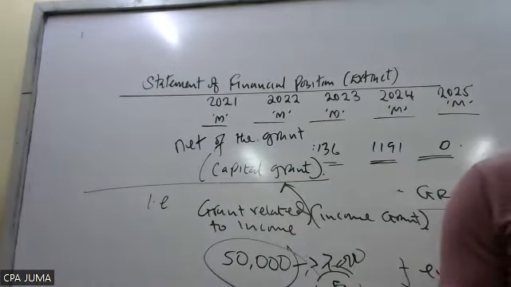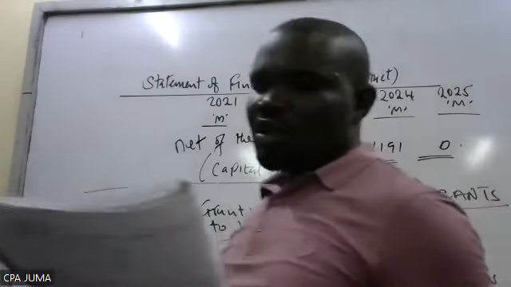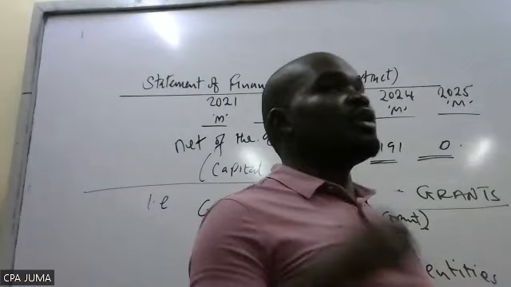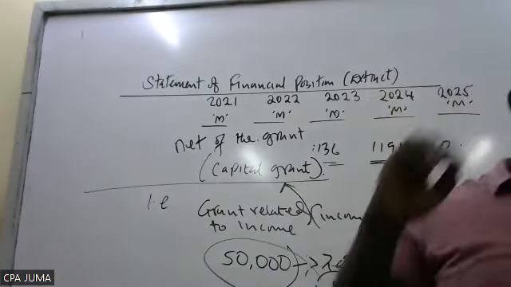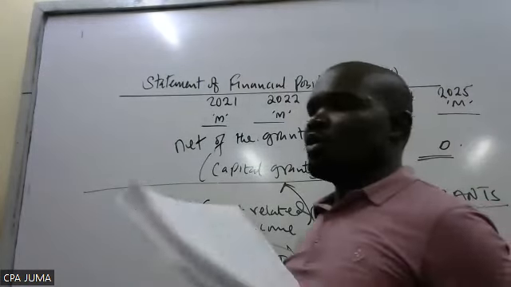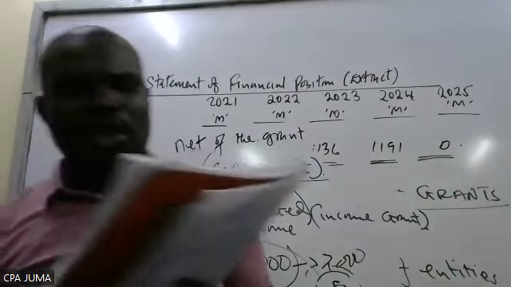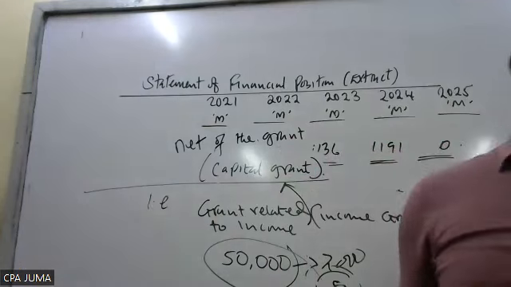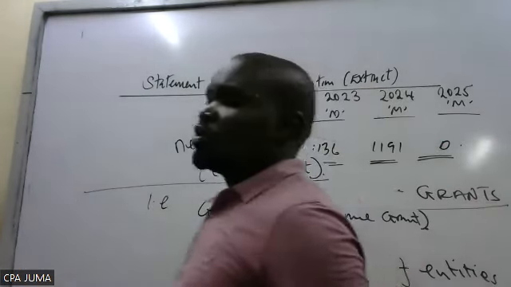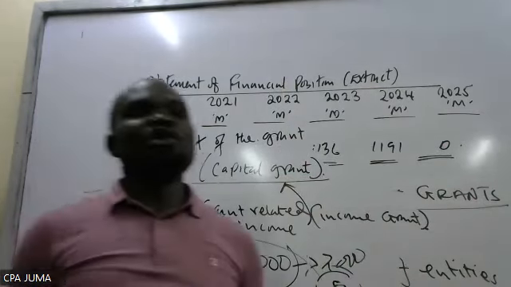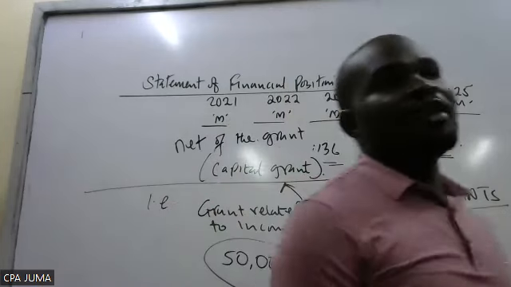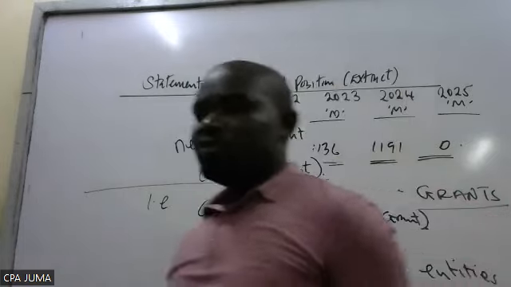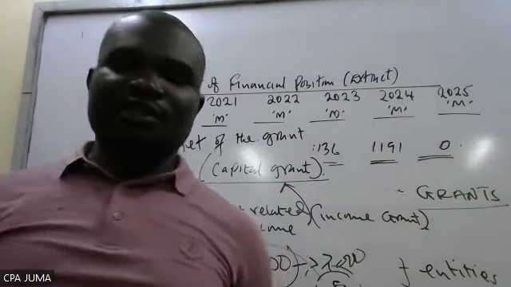NB: A government grant should only be recognized when the following conditions have been satisfied. A very rampant question.